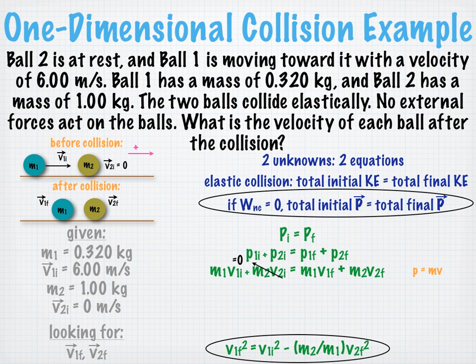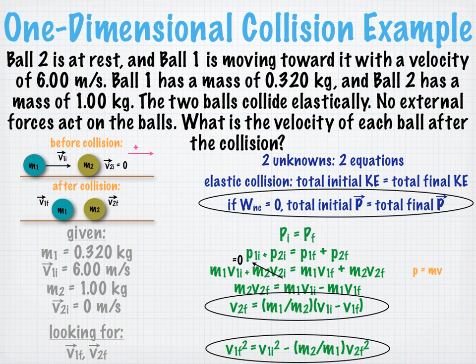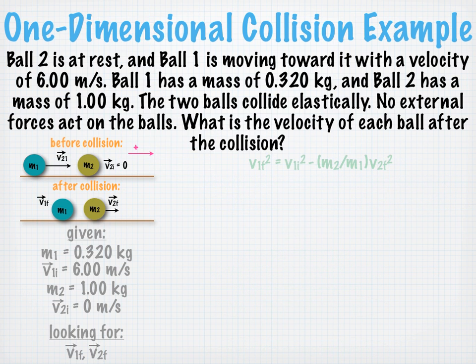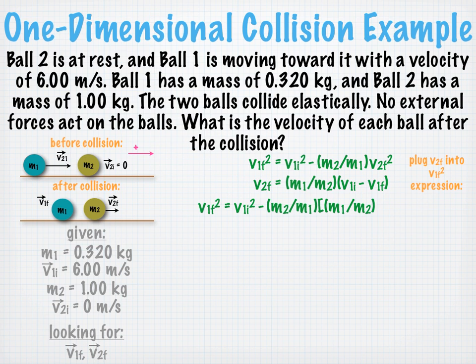Now we need to solve this equation for v2 final. We'll do this in a couple of steps. And now we have our two equations for our two unknowns. Now we'll combine these two equations to first find v1 final. So first we substitute our equation for v2 final into our equation for v1 final squared. Then we'll take some steps to simplify this expression a bit.